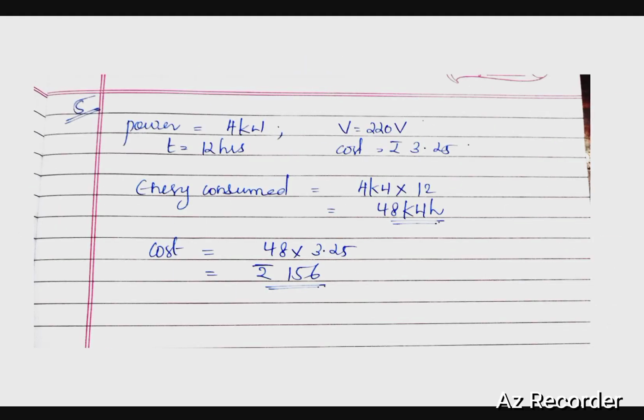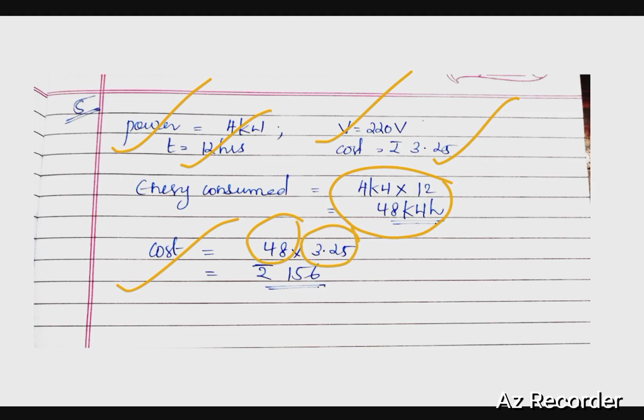Look, power is equal to 4 kilowatt, voltage is equal to 220, the cost per unit is 3.25 rupees and the time is 12 hours. So here the electrical energy consumed is 4 kilowatt into 12. Already the power is in kilowatt, so we don't have to divide it by 1000. So 4 into 12, which is 48 kilowatt hour. Therefore the cost of electric bill is 48, which is the electrical energy consumed, into cost per unit, which is 3.25. Upon solving, we will get it as rupees 156.